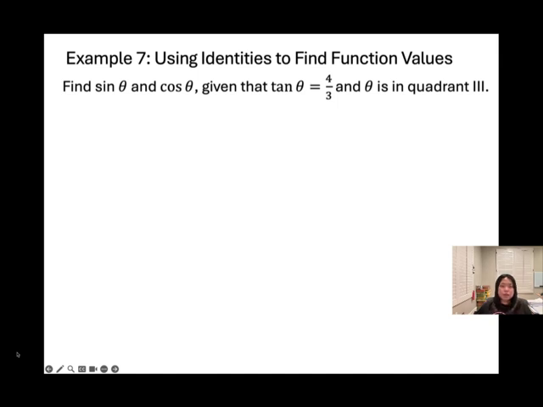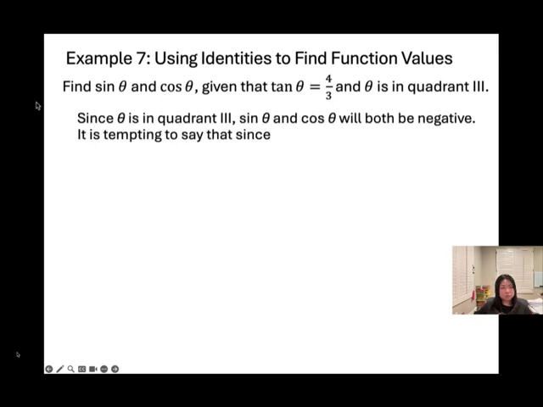Example 7. Find sine theta and cosine theta, given that tangent theta equal to 4 over 3 and theta is in quadrant 3. In quadrant 3, only tangent and cotangent are positive. So you have the idea that sine and cosine will be negative numbers. Tangent theta equal to 4 over 3.